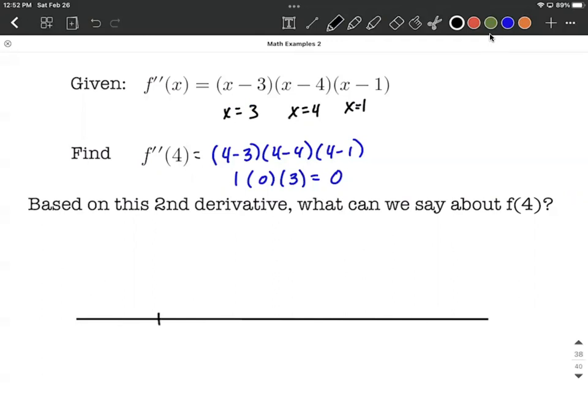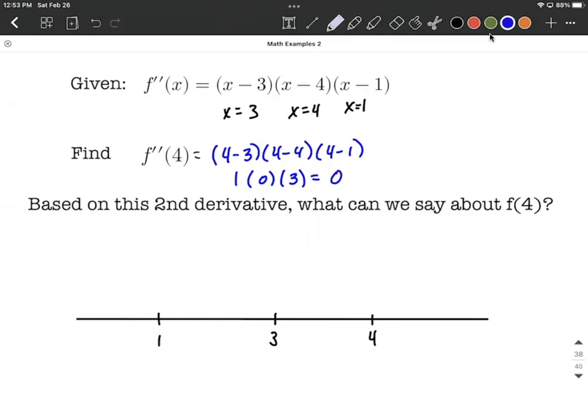To determine whether these are actually inflection points or not, I'm going to go ahead and place these values on a number line. This splits up our number line into 4 different regions. What we're asked about is f of 4, so I'm really just concerning myself with these last two, between 3 and 4 and to the right of 4. I'm going to check the concavity in each one of those sections, because the second derivative always has to do with concavity.